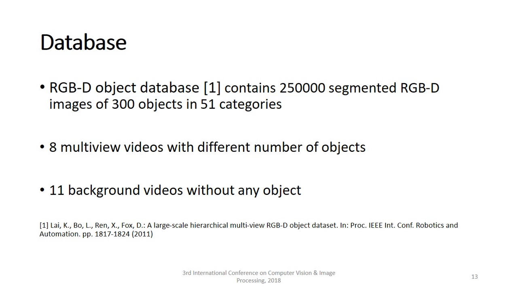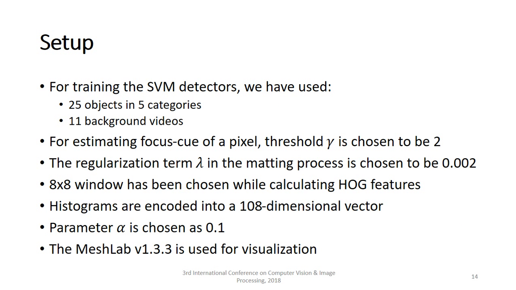So we have used this RGBD object dataset, which contains 250,000 segmented RGBD images of 300 objects in 51 categories. 8 multi-view videos with different number of objects are in the database, and 11 background videos without any object are there. So this is the setup for training our SVM classifiers. We have used 25 objects in 5 different categories, 11 background videos.